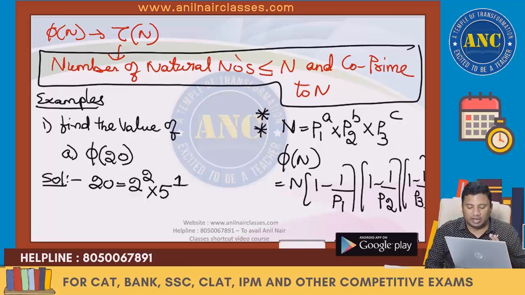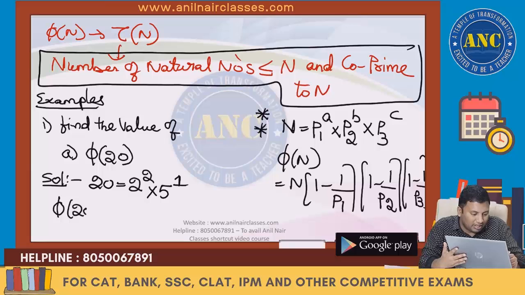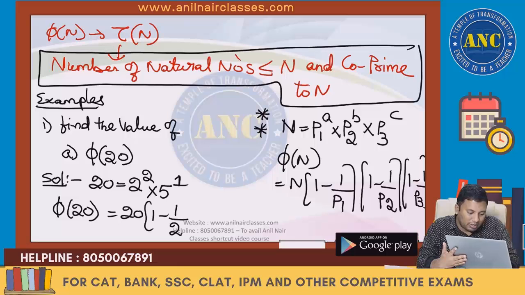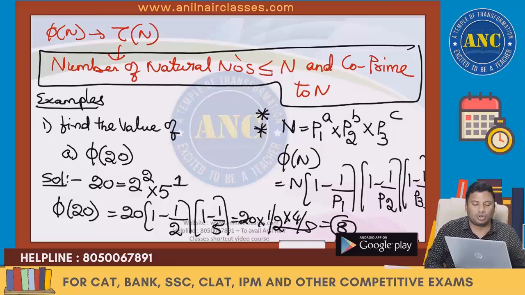Any composite number, write it as a power of prime numbers: P1 power A, P2 power B, P3 power C. The quotient of n is n into 1 minus 1 by P1, 1 minus 1 by P2, 1 minus 1 by P3. Just substitution we will do here. So this is nothing but 20 into 1 minus 1 by 2, 1 minus 1 by 5. So here it is 20 into 1 by 2 into 4 by 5. 10 2s are 20. So 2 4s are 8. The answer for the first question is 8.